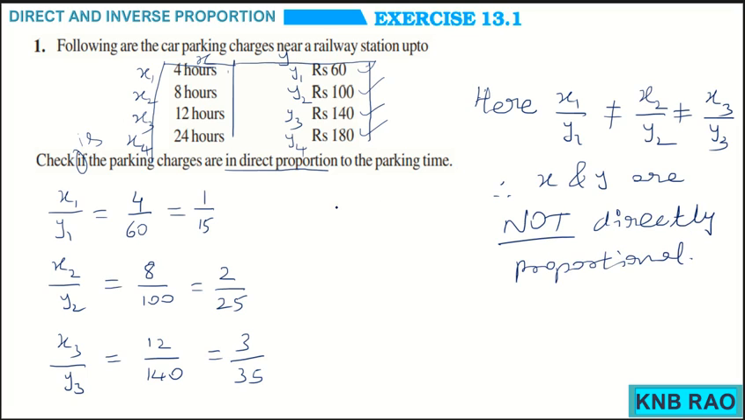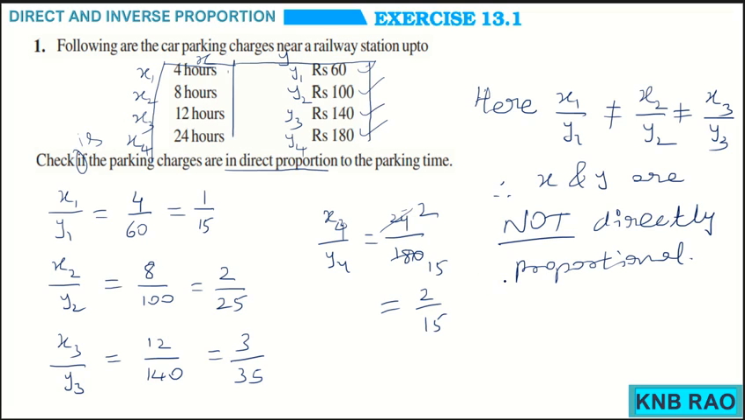So this is how we check, as 1 by 15 is not equal to 2 by 25, and that is not equal to 3 by 35. Obviously, if you go for x4 upon y4, you may find that is 24 upon 180, on cancellation gives you 2 upon 15.